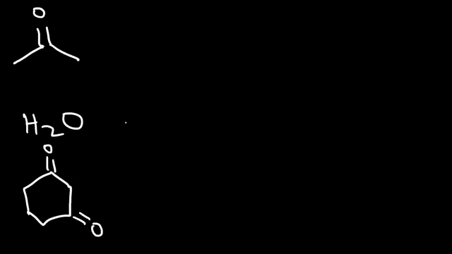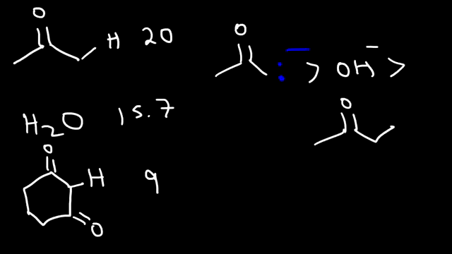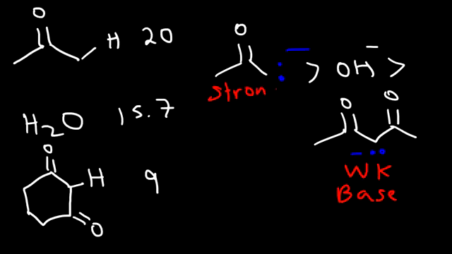The pKa for water is about 15.7. For the alpha hydrogen of a ketone, it's about 20. And for the alpha hydrogen of a diketone, it's 9. So therefore, we could say that the enolate ion of a ketone is a stronger base than hydroxide, which is stronger than the enolate ion that's between two carbonyl groups. So relative to hydroxide, this is considered to be a weak base, and this is considered to be a strong base.